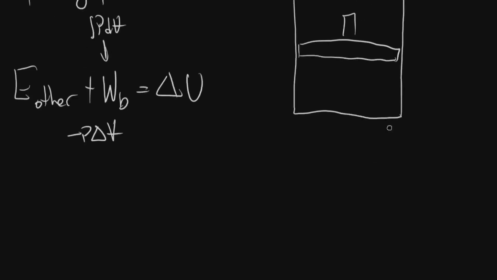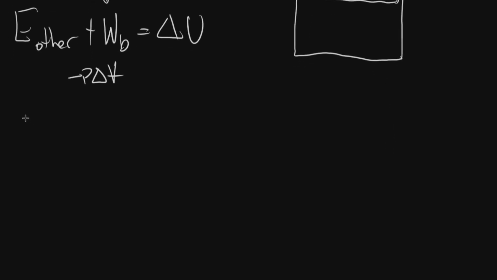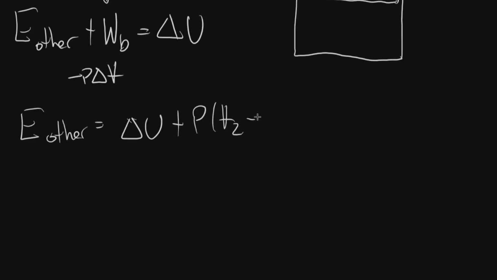Now if I go ahead and rearrange, I would get that the E other has to equal my delta U plus P times V2 minus V1. If you remember, U plus the product PV is enthalpy. So this is the same thing as our delta H, which is where this is coming from.